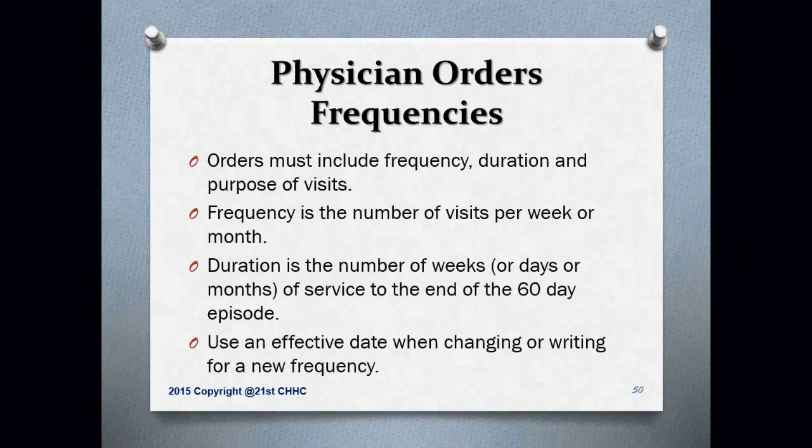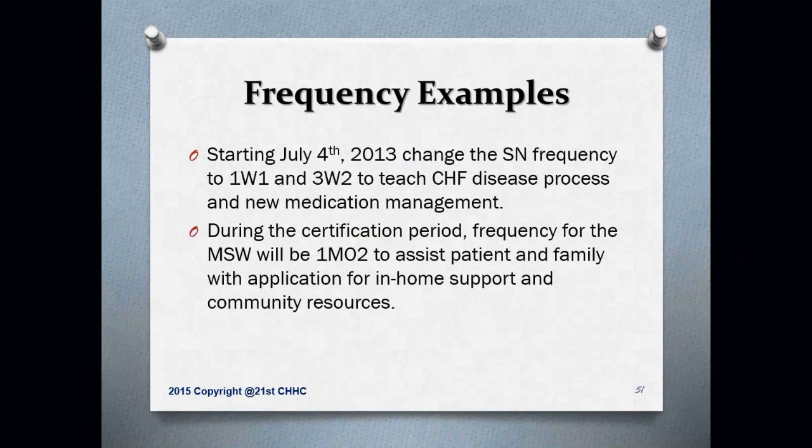As far as order frequencies, again, the orders need to include the frequency, the duration, and the purpose of the visits. And again, the frequency is the number of visits that you're going to be seeing the patient per week, per day, or per month. And again, it should be weeks, and it should carry you out to the end of the 60-day episode, unless the doctor is ordering less than a 60-day frequency, which usually it's the full 60 days. And here's some examples of a correct order for both a nurse and or an MSW.